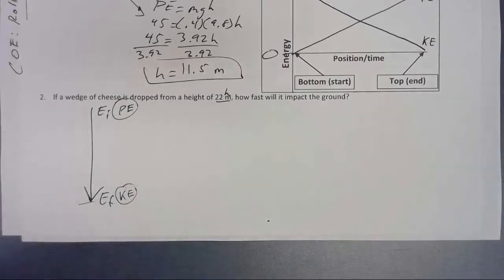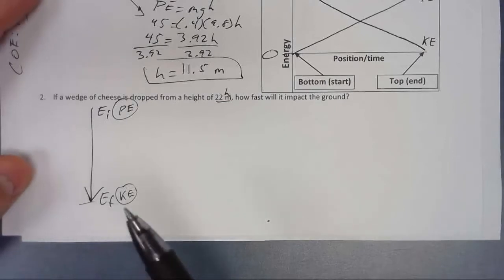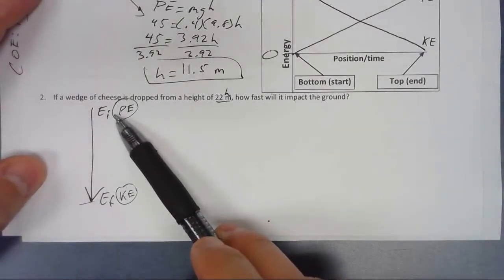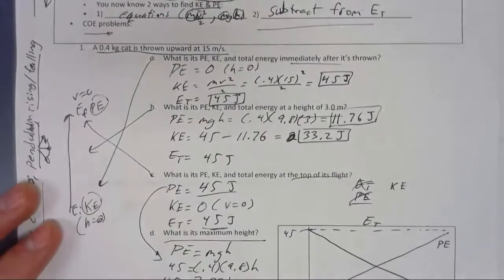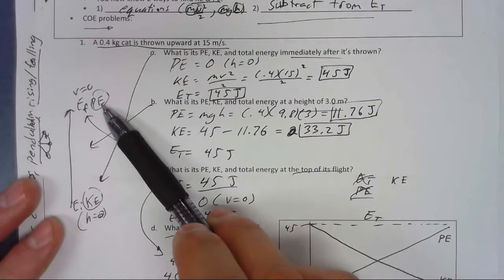Okay, so we know this. We've drawn the picture. And we know that the law of conservation of energy says that however much energy we have here, it has to be the same here. And that's what happened in this problem. We had 45 joules of potential energy here.